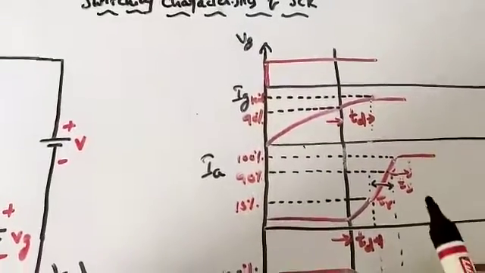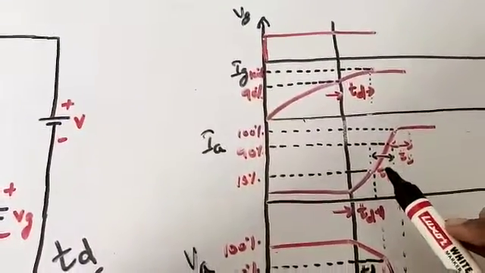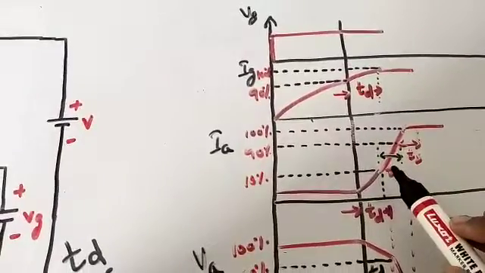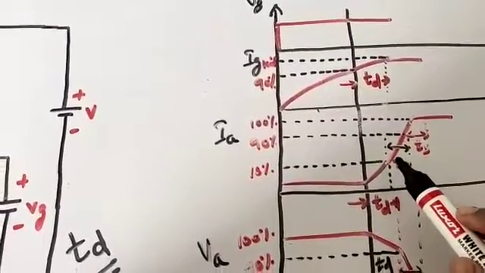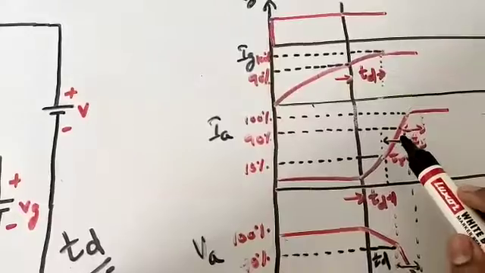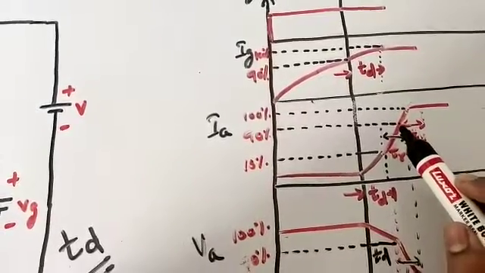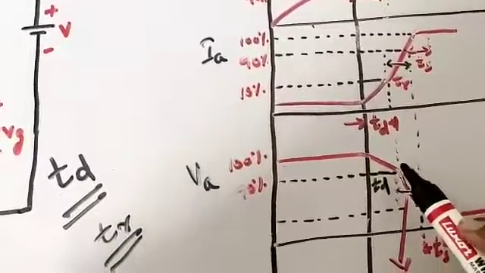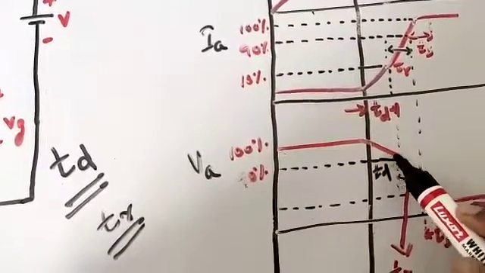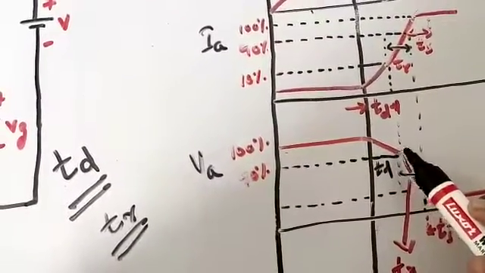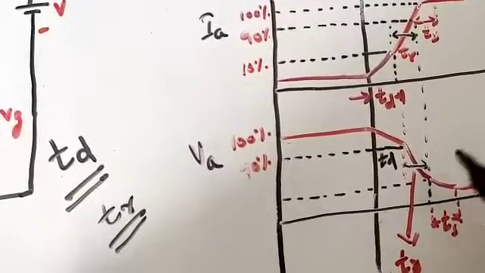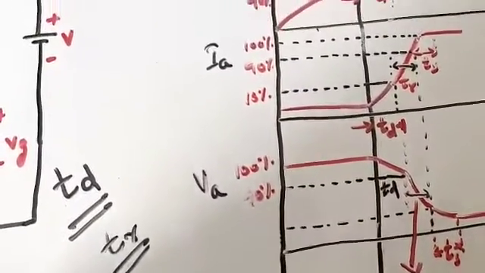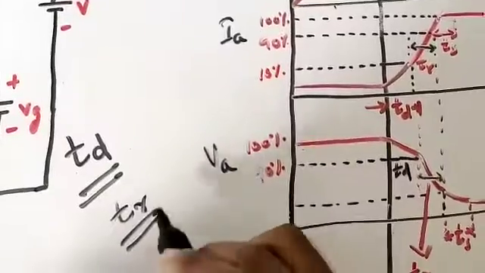Yeah. So now we are at rise time characteristics. Rise time is defined as the time required for the anode current to rise from 10 percent to 90 percent of its final value, and at the same time we can also define it as the time required for the anode voltage to fall from 90% to 10% of its initial value. So this is the rise time.